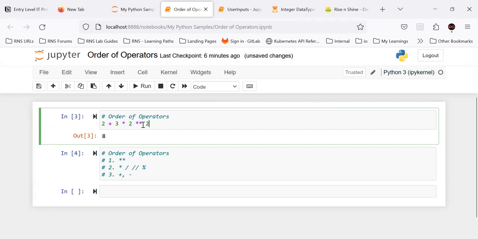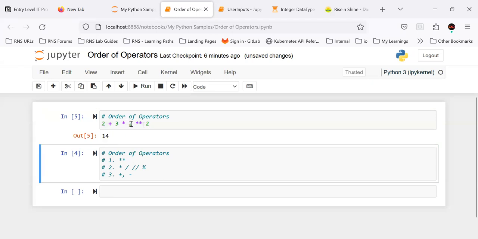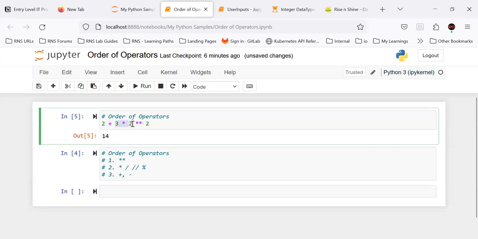Let me run that. Yes, first the interpreter, instead of giving priority to this one, gives priority to this operator. It takes the left operand and right operand and first executes this statement: 2 power of 2 is 4. Then 3 into 4 is 12. After that, 2 plus 12 is 14. 14 has been written.